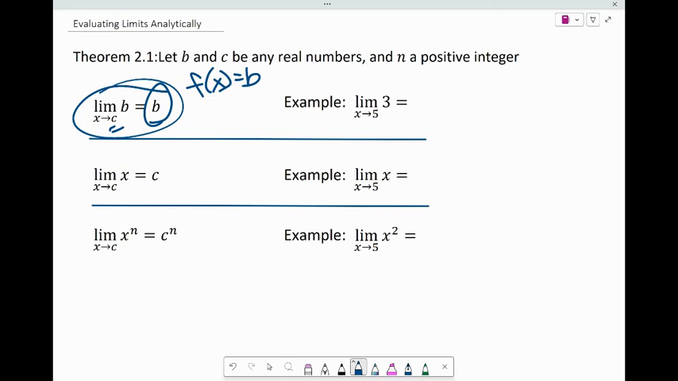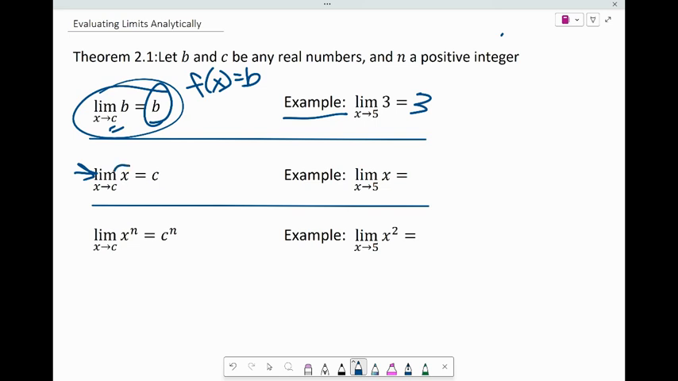So for example, if we look over here at this first example, the limit as x approaches 5 of 3, the answer is just going to be 3. So anytime you take the limit of a constant function, you just get that constant no matter what value c has. No matter what x is approaching, the function is always going to spit out the same value. Okay? Now we're going to start to look at some other functions in this second example here.